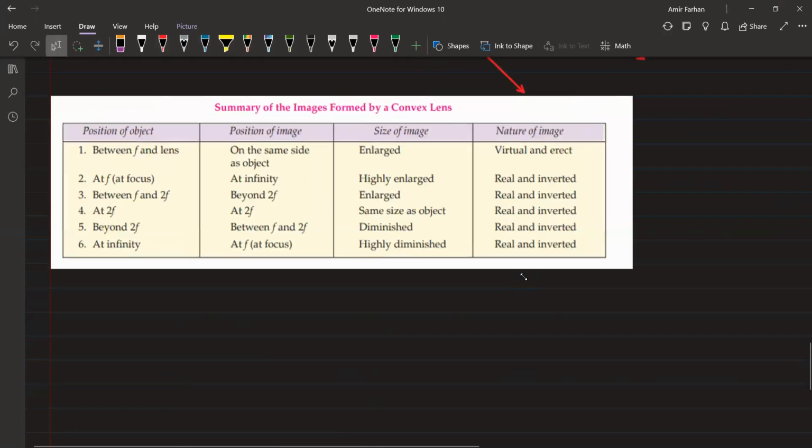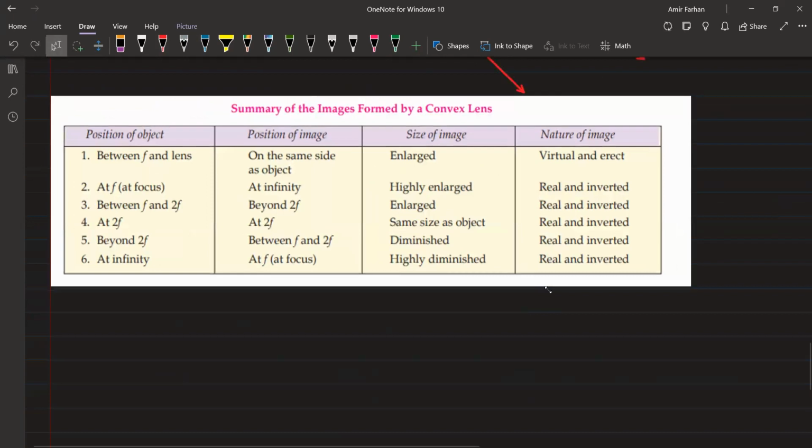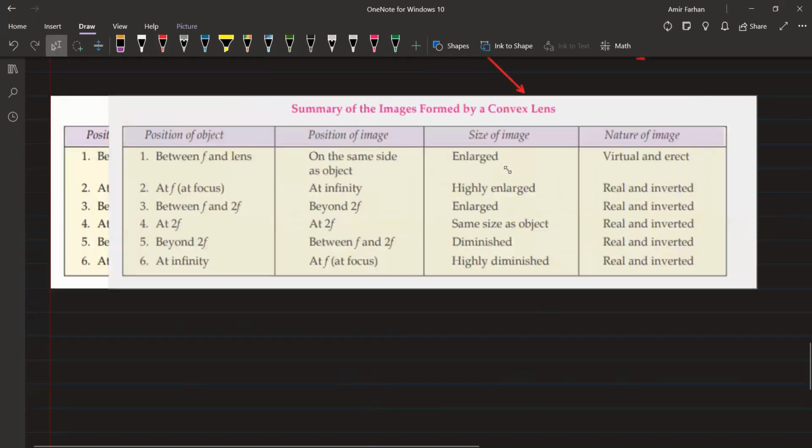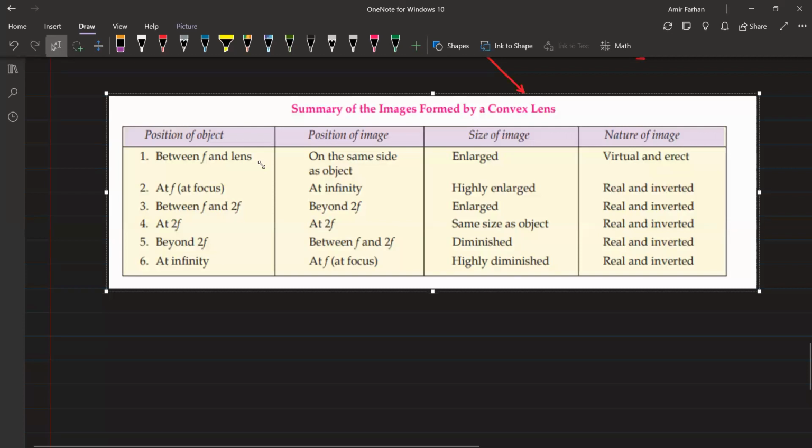Basically, in this table the order is opposite. They have taken the last case as the first. If we have taken the virtual case last, in this table it is taken as the first case. So don't worry, don't get confused with it. Is this clear, bachcho? Yes, sir.